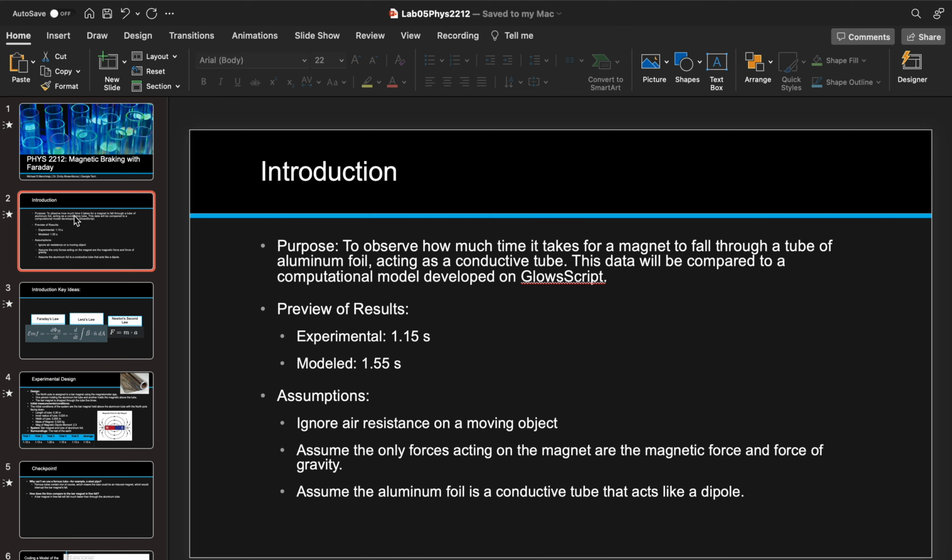Some preview of the results. It took the magnet 1.15 seconds on average to go through the tube experimentally, and I modeled 1.55 seconds through the GlowScript model. Some assumptions are that I ignored air resistance on a moving object. I assumed the only forces acting on the magnet are the magnetic force and force of gravity, and I assumed that the aluminum foil is a conductive tube that acts like a dipole.